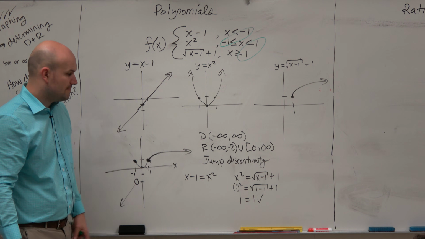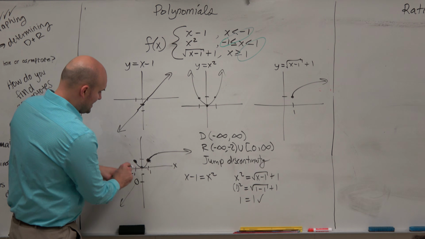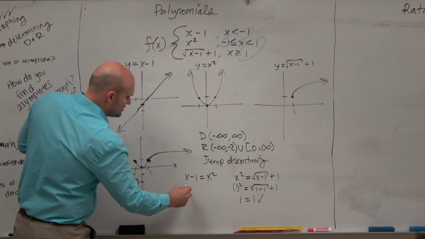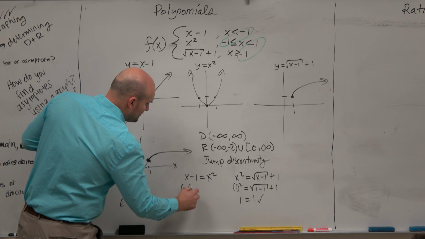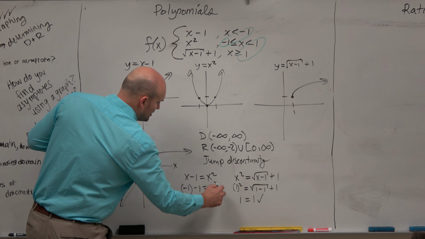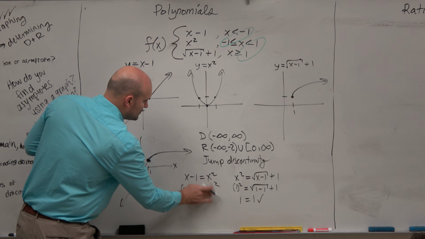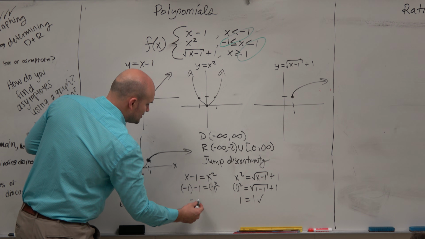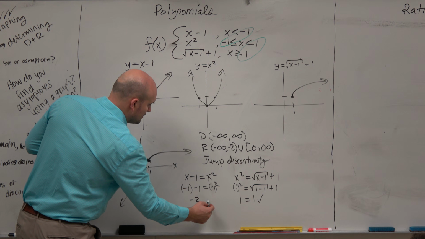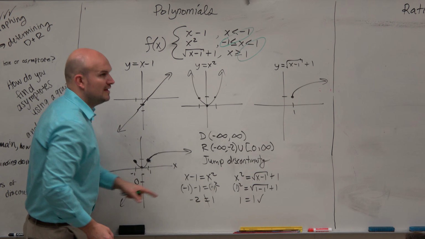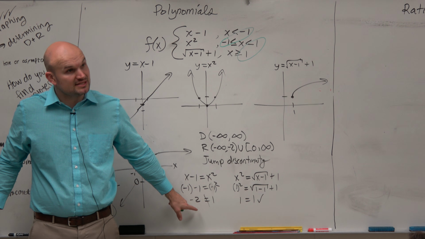It's continuous. You can see here, guys, at -1, they do not have the same y coordinate. So we'd say -1 minus 1 equals x squared. And therefore, this is negative. Oops, that's a -1. So therefore, this is -2 equals 1, which is not equal. And that's how algebraically you can show that it is not continuous.